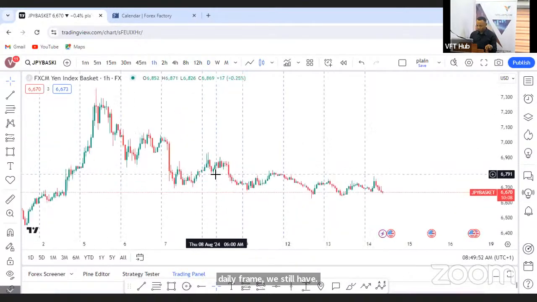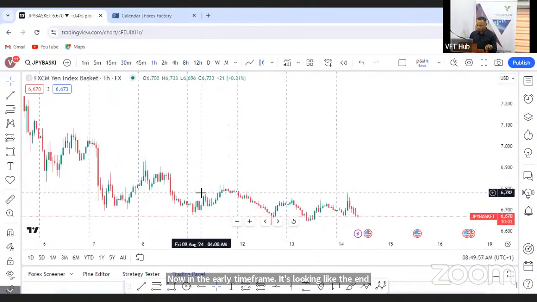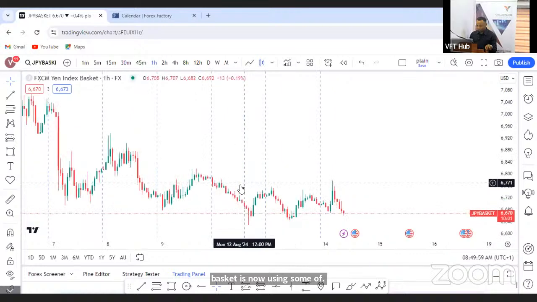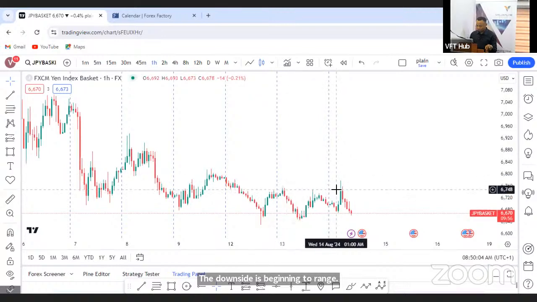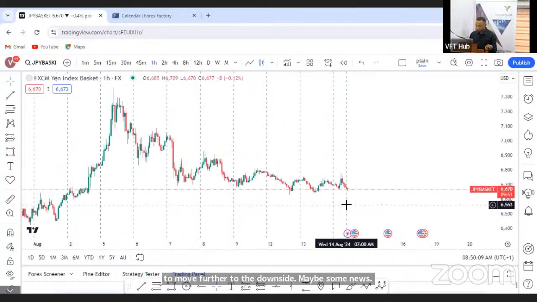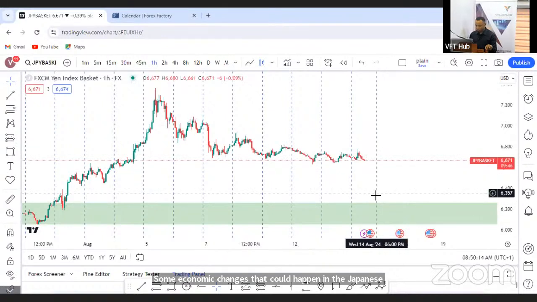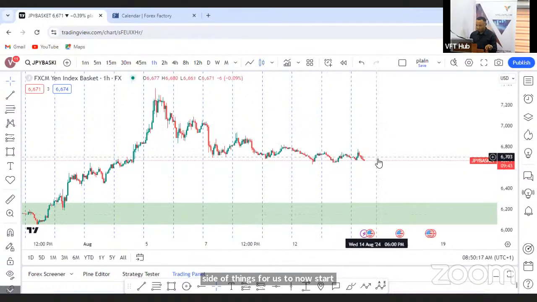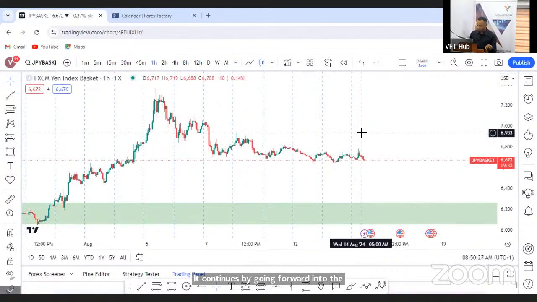So on the daily time frame, we still have a long way to cover. Now on the hourly time frame, it's looking like the yen basket is now losing some momentum to the downside. It's beginning to stall, it's beginning to range. We're expecting that some injection of liquidity could initiate it to move further to the downside. Maybe some news release or some economic changes that could happen on the Japanese side of things for us to now start seeing further sales. But overall, I'm still big on seeing the yen basket sell into this level before a continuous buy going forward into the remaining parts of the year. Okay, so this is my outlook on the yen basket.